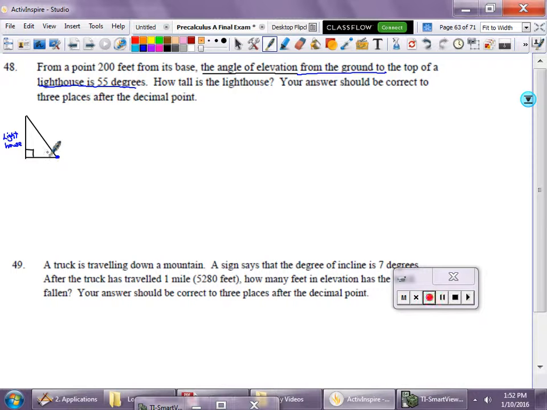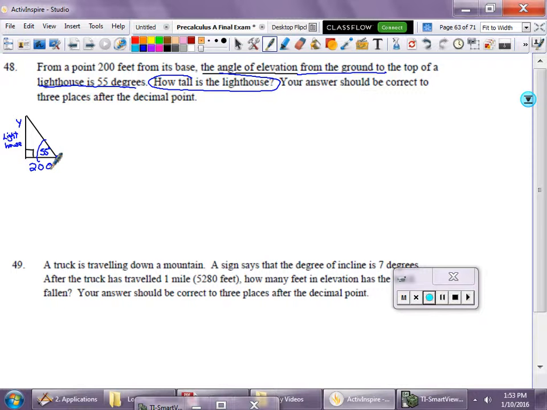The angle of elevation is from the ground to the top of the lighthouse. This is your 55 degrees. To the top of the light. And how tall? Right away, how tall? Height is y. You have to see what ratio we're going to use. Everything goes back to the unit circle. So we need to find y, and we have a point from its base, which is 200.